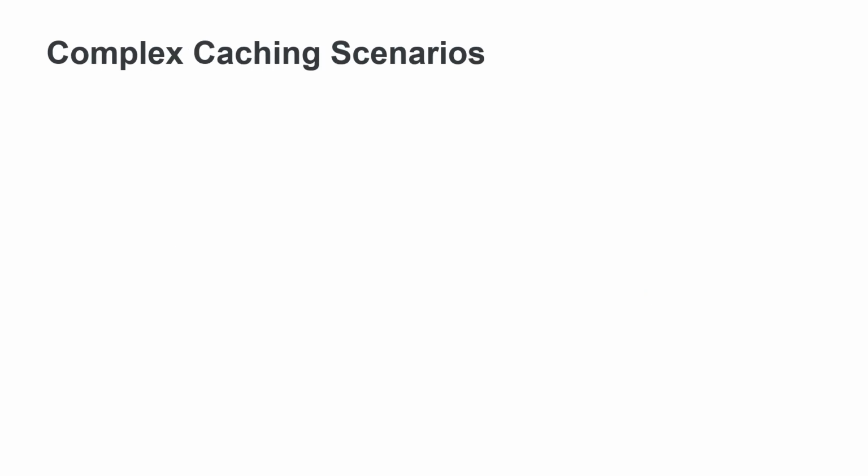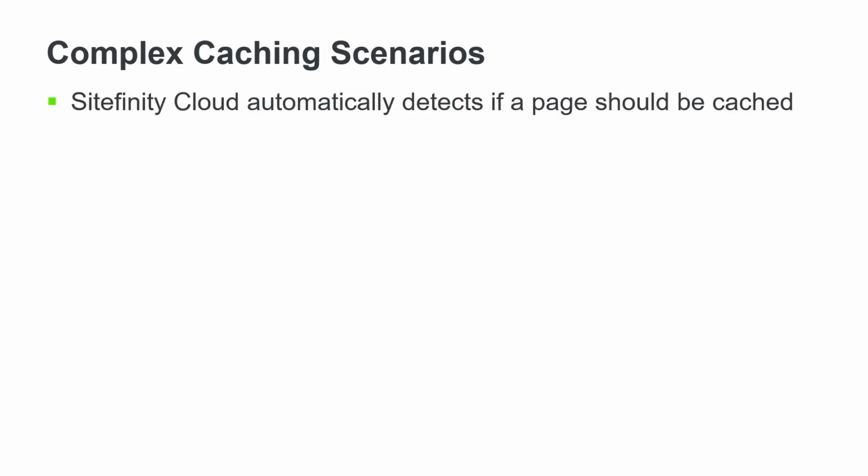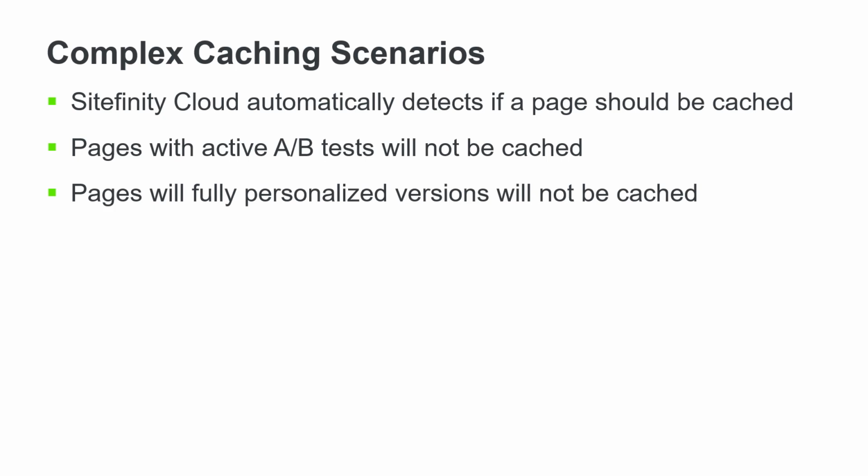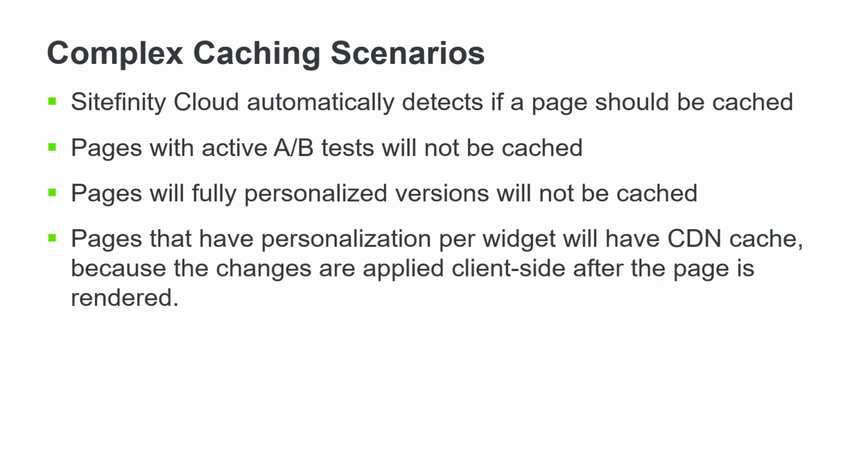Sitefinity supports complex cases using the CDN, such as A/B testing. Sitefinity Cloud automatically detects whether a page needs to be cached or not and provides the necessary cache control header values to inform the CDN what to do. For example, pages that have active A/B tests will not be cached on the CDN. Pages that have fully personalized versions for the whole page will also be excluded from the CDN cache. Pages that have personalization per widget will have CDN cache because the changes are applied client-side after the page is rendered.